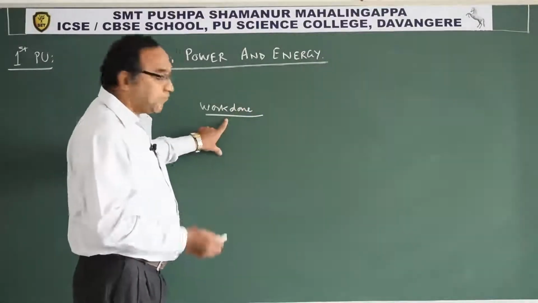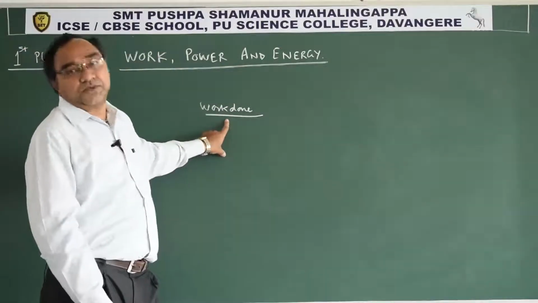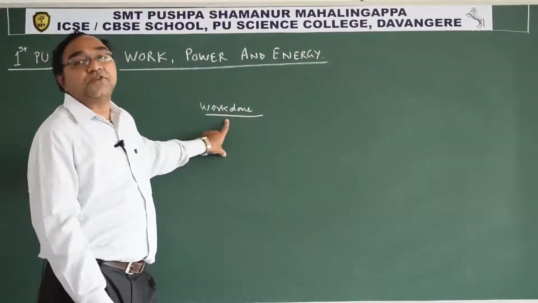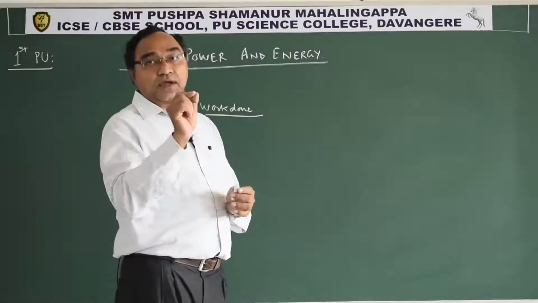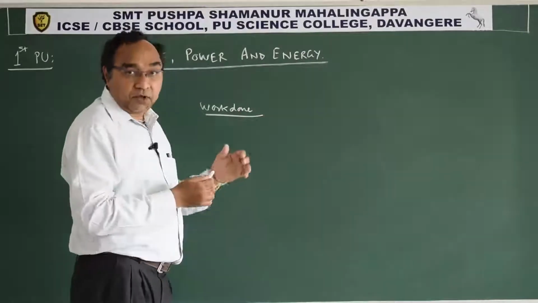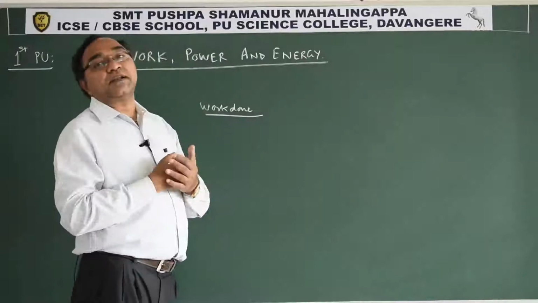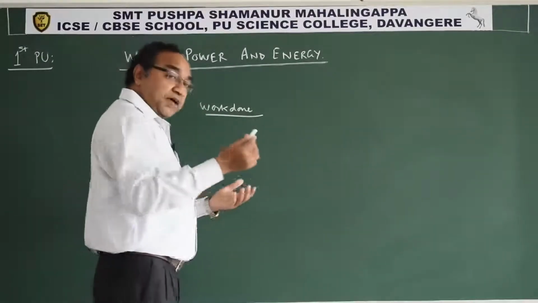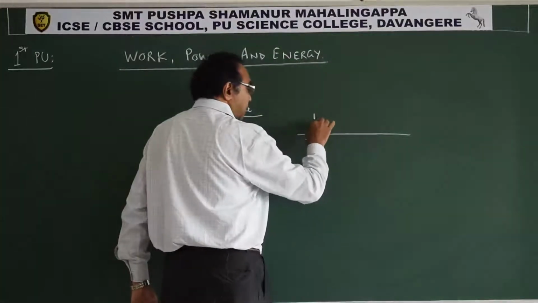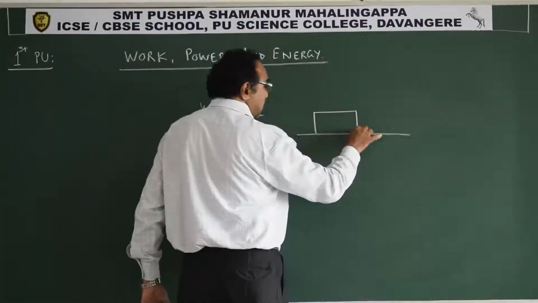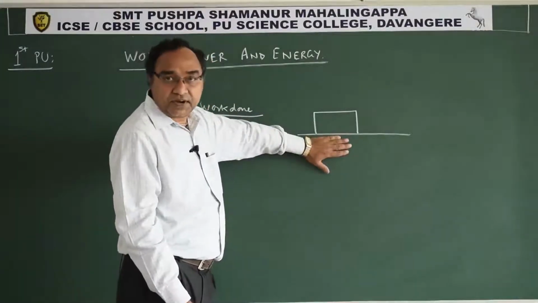Now, in case of work done, we are interested in that effect of the force in which a body gets displaced from one point to another point. So, the force and the displacement which is obtained by the application of the force measures the work done by the force. As a diagram, see, if I say that a body is there, this block is placed on a surface, smooth surface, let us consider.